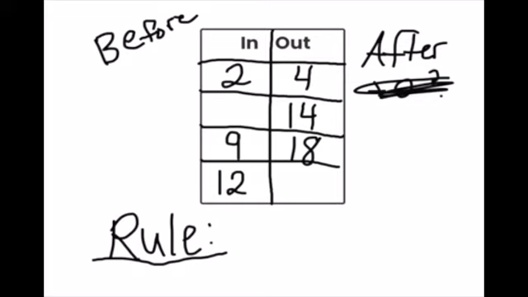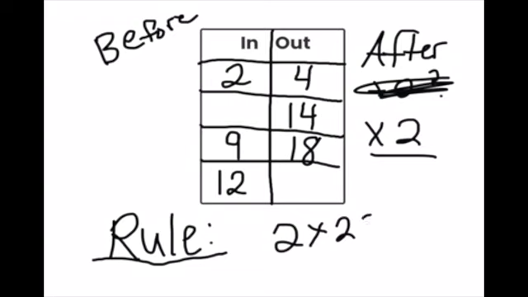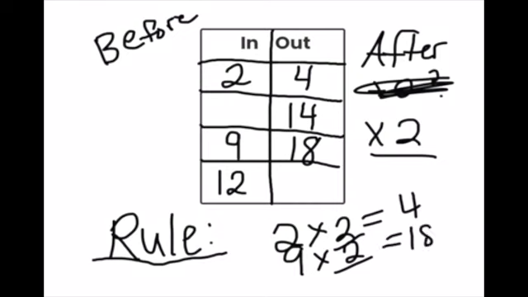Oh, I know. The rule is not +2, it's ×2, right? It's like a doubling rule because 2 × 2 is also 4. And then 9 × 2, that's keeping up with the same rule, is 18. So our rule is ×2. Or you could also say your rule is to double.